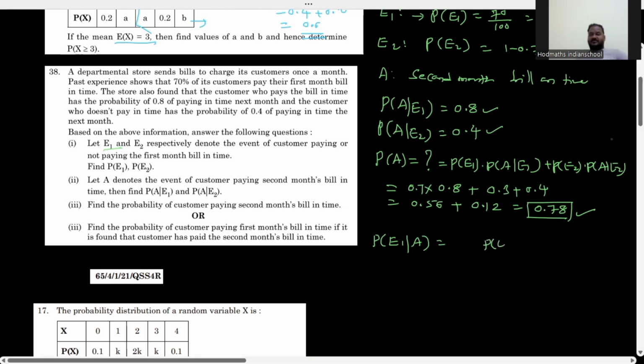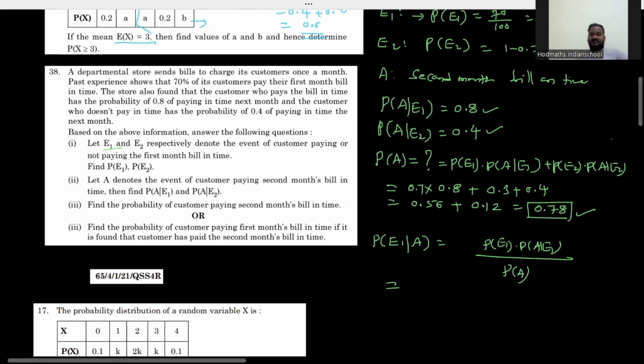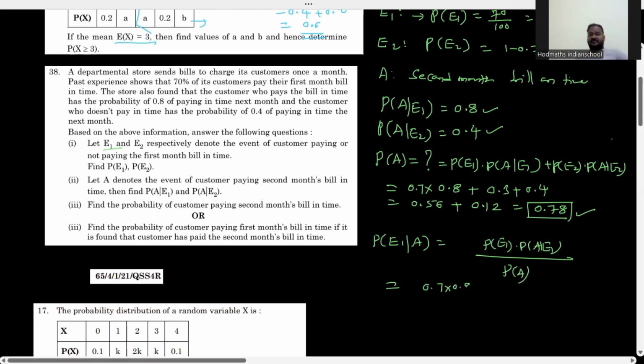Yes, you know that P of E1 into P of A given E1, whole divided by the total probability, right? So what is the total probability? Total probability is P of A only, right? So P of E1 into P of A given E1 is 0.7 into 0.8, divided by 0.78. So 7 8s are 56. So 0.56 divided by 0.78, which is equal to 56 divided by 78.